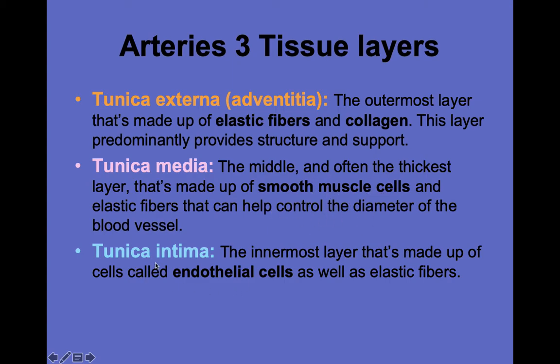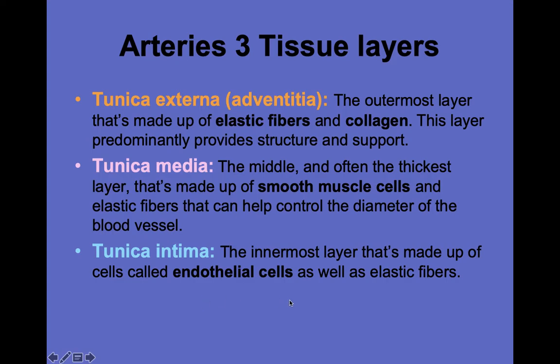And the tunica intima, this is the innermost layer. It's made up of endothelial cells, which are a type of epithelial tissue, because again, remember, epithelial tissue always lines stuff, and it's usually really thin.